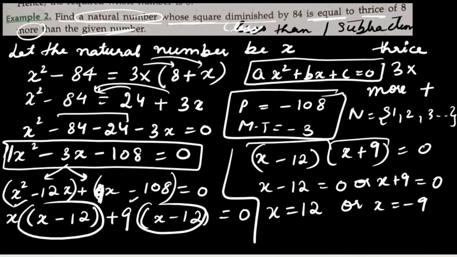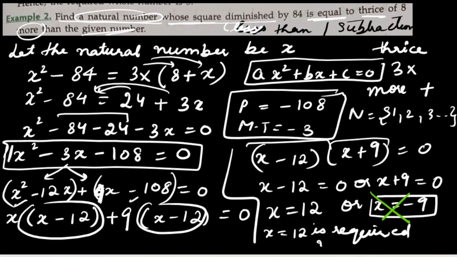So what is the answer? Yes, 12 is the answer, because a natural number cannot be negative. So x is equal to negative 9 we are ignoring here. So x is equal to 12 is the required natural number.